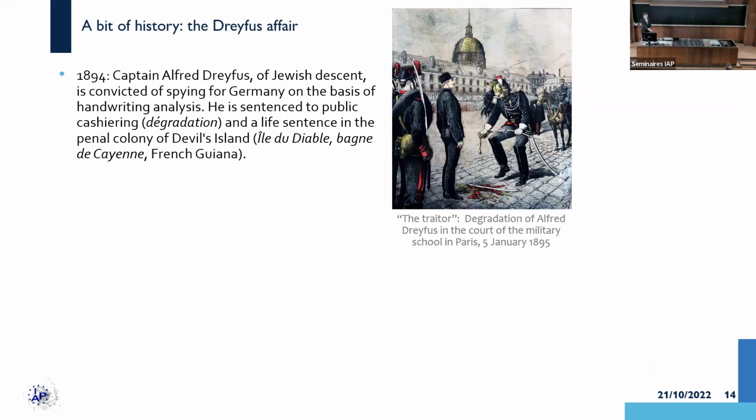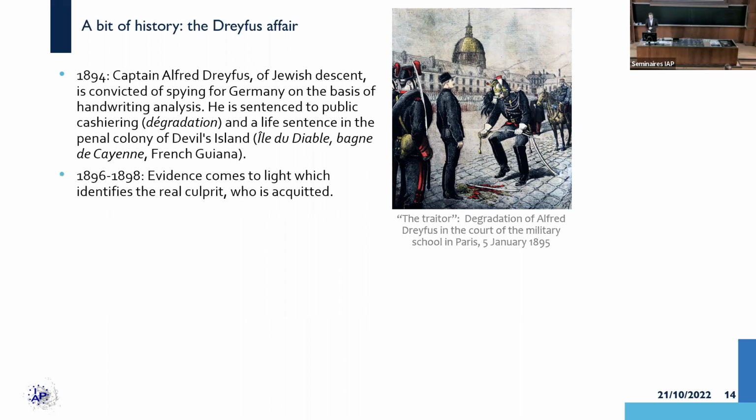Right, so the Dreyfus affair. A little bit of history, because now I have to tell you why Bayes' theorem was involved in the Dreyfus affair. So one slide about history, a reminder, if you're not familiar with the Dreyfus affair. 1894 in Paris, Alfred Dreyfus is a man of Jewish descent. He is a captain in the French army, and he is convicted of spying for Germany on the basis of handwriting analysis on a sheet of paper which has been found at the German embassy. He is sentenced to public cashiering, dégradation publique, and a life sentence in the penal colony of Devil's Island, l'île du Diable, Bagne de Cayenne in French Guiana, which, as the name indicates, is not a very pleasant place for your holidays.